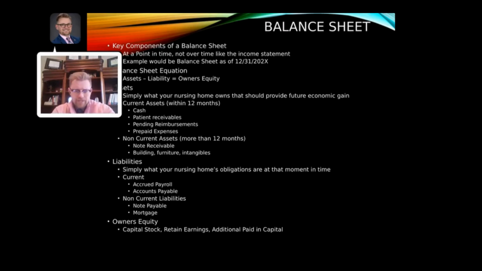So once you have your assets and your liabilities, you take assets less liabilities, and what you have left is your owner's equity, like capital stock, retained earnings, additional paid in capital, maybe even some treasury stock. It depends upon the structure of your company.